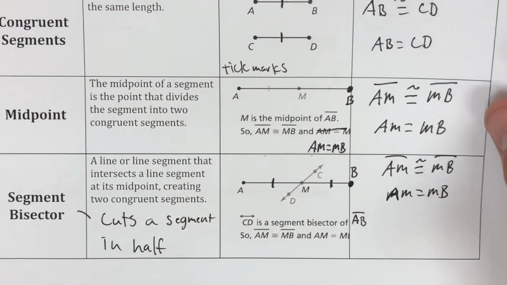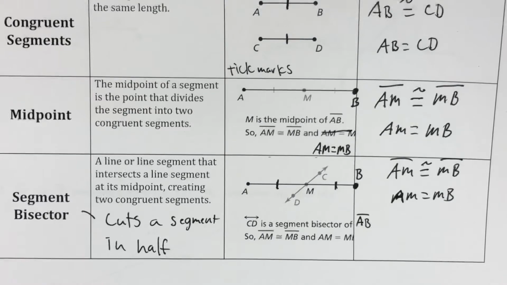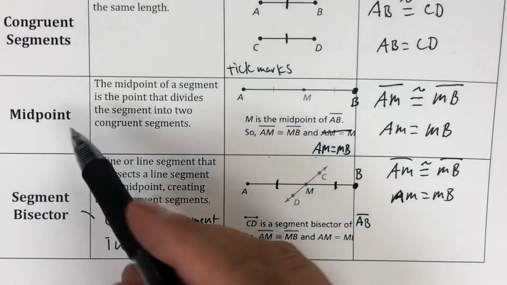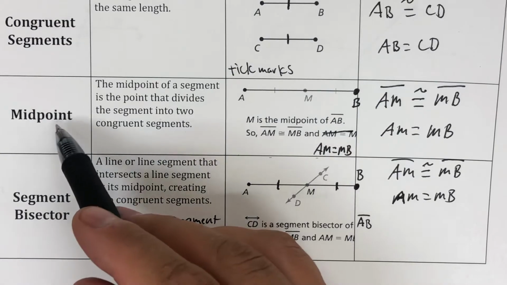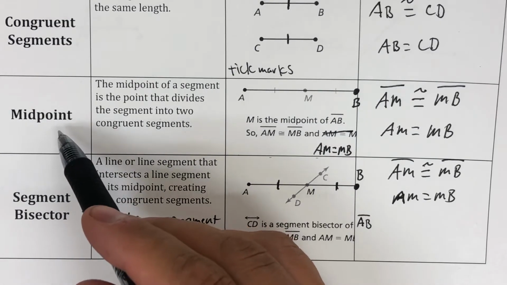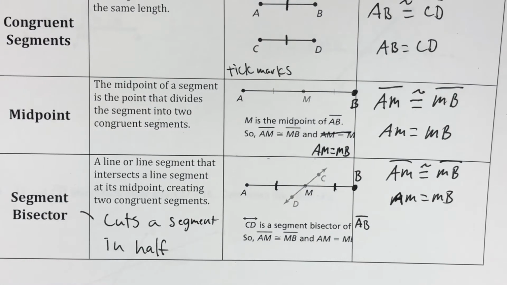All right, so key points here. A midpoint divides a segment in half. A bisector cuts a segment in half. The only difference between the two is the bisector could really be anything, but a midpoint has to be a point because that is the halfway point. So a segment bisector goes through a segment at its midpoint.